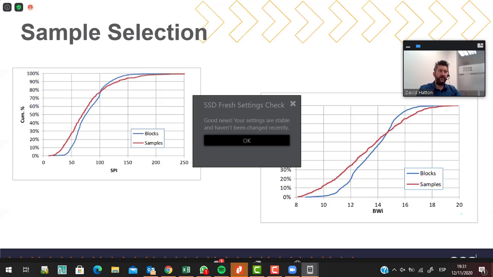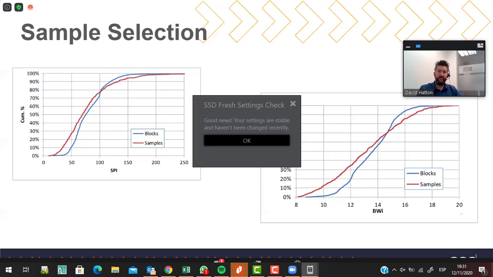So I'm not going to go into the sample selection. One thing I will show here is a validation that we did a good sample selection after the fact. On these 2 graphs, you can see a comparison of the samples as tested in red versus the parameters for the SPI and the Bond work indices as distributed on the blocks. And you can see that these distributions match fairly closely.